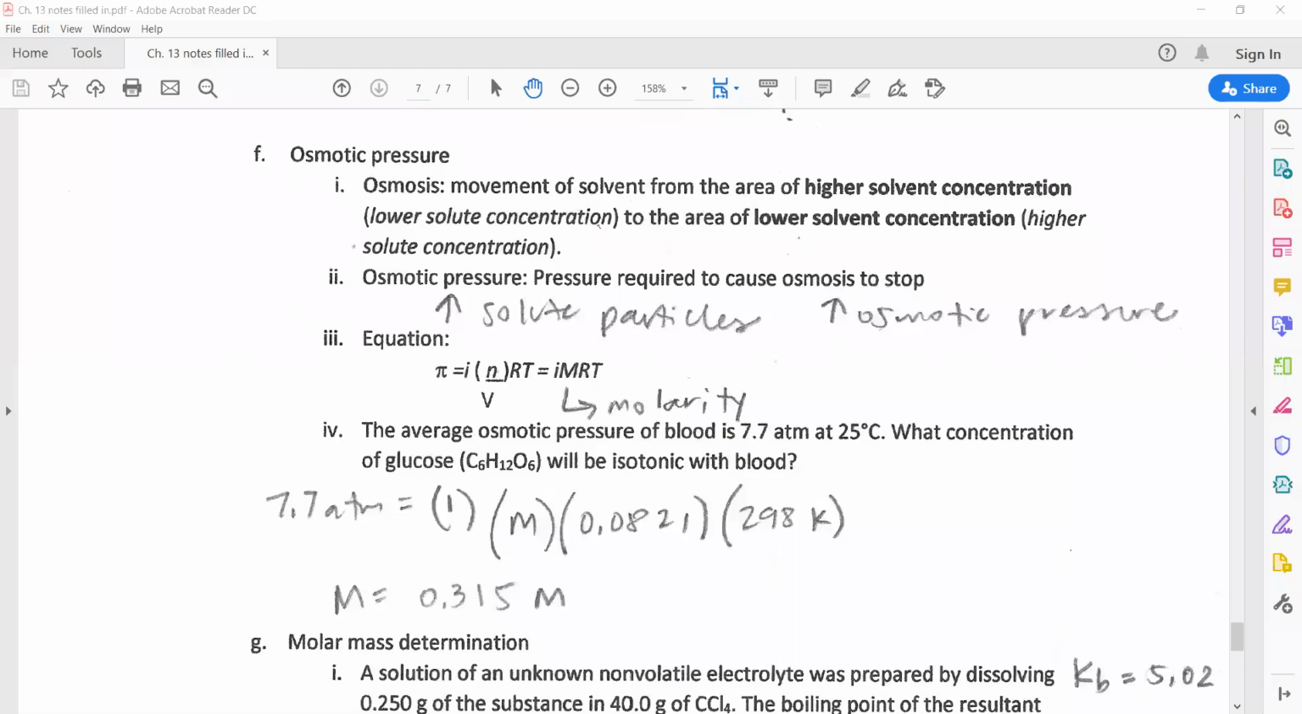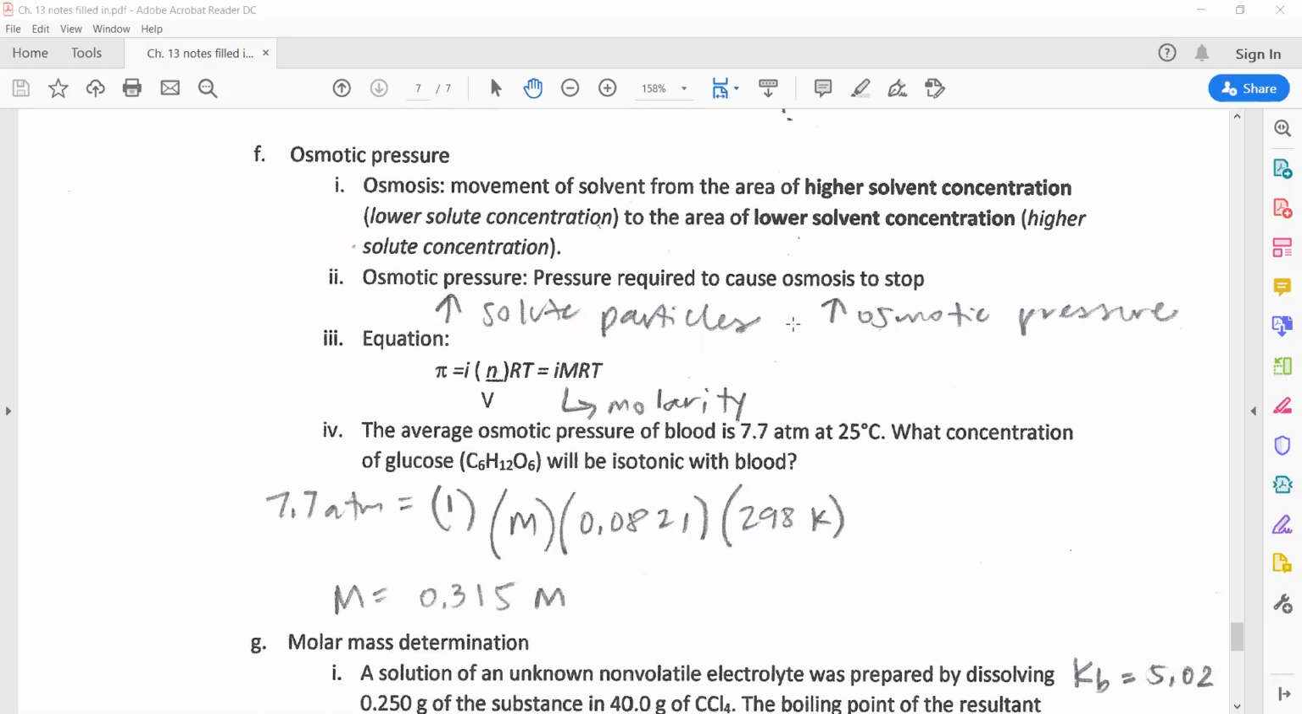Here's the fourth video for chapter 13, and it's the last of the colligative properties. So we've already seen that vapor pressure goes down, boiling point goes up, and freezing point goes down. The last one is this thing called osmotic pressure. Osmotic pressure is the pressure required to cause osmosis to stop.